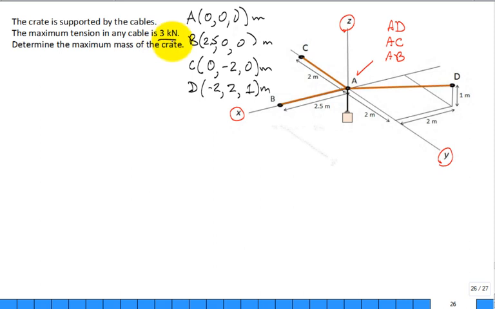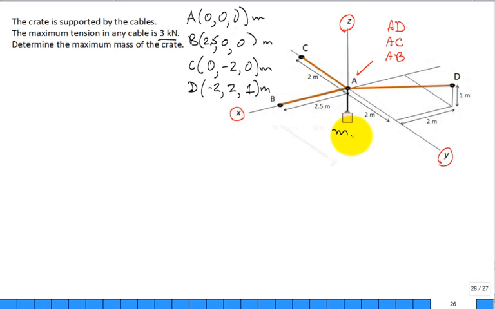All right. The maximum tension in any cable is 3 kilonewtons. Why? What happens if I exceed it? It may break and the system fails. So that's our maximum tension. Determine the maximum mass of the crate that's being lifted. Here's our crate. So what is the maximum mass? Let's just call it M.